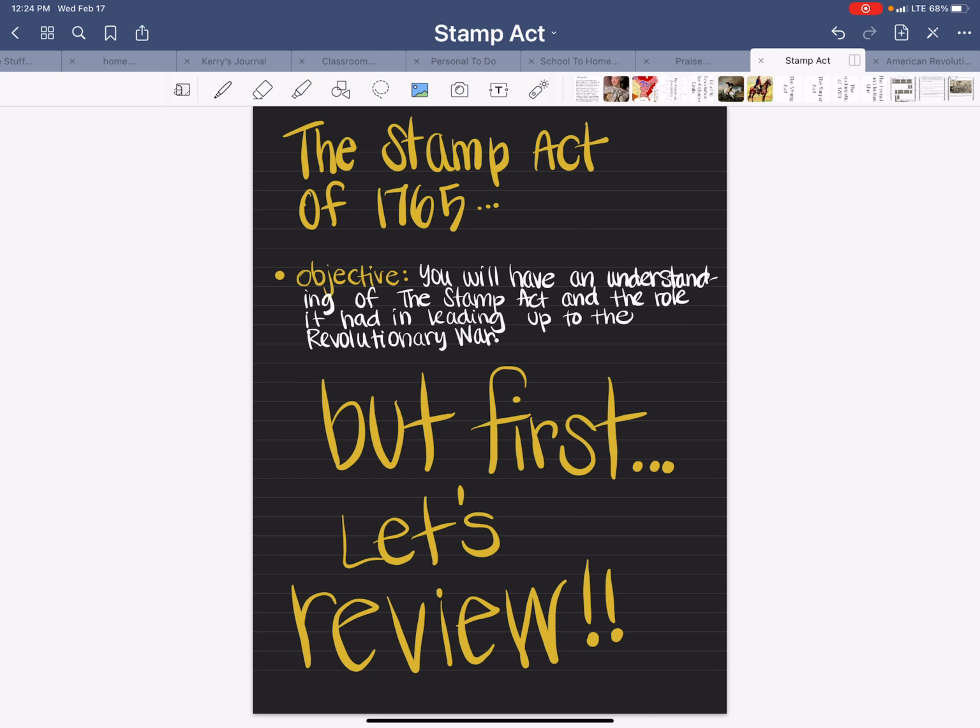Hey, fifth grade. Today we're looking at the Stamp Act of 1765. Your objective for this lesson: you will have an understanding of the Stamp Act and the role it had in leading to the Revolutionary War. But first, let's review.